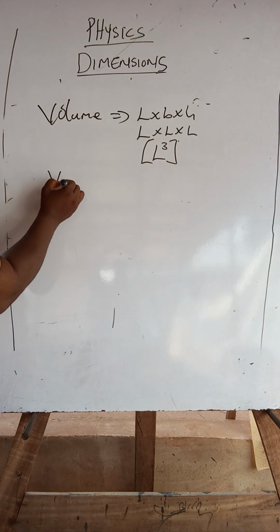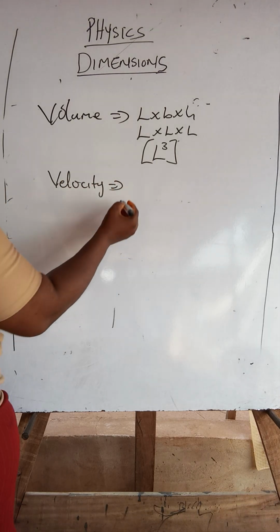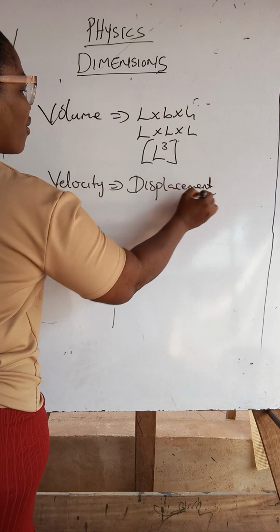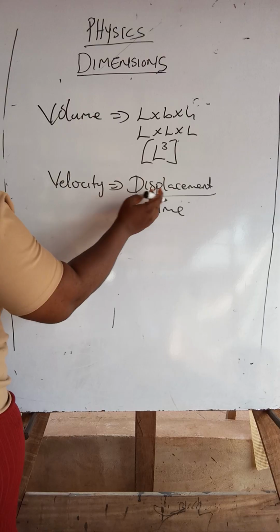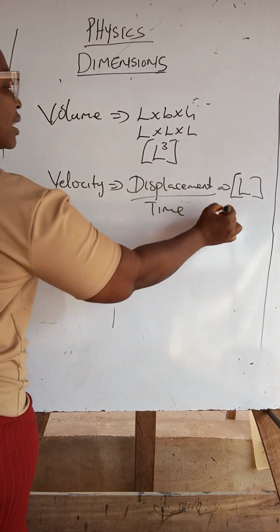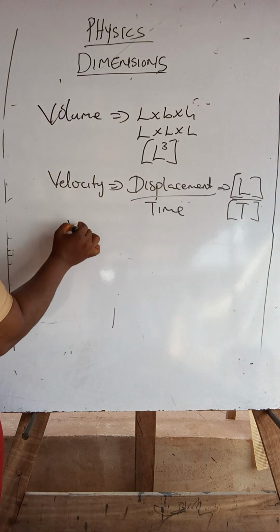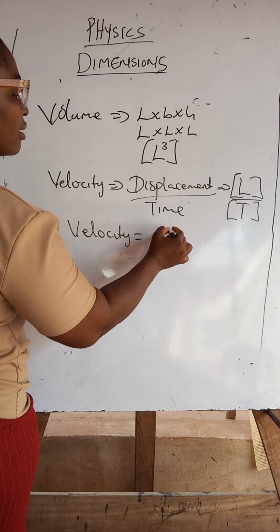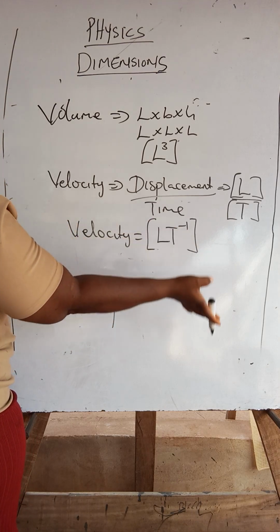Then velocity, which is given as the rate of change of displacement, that is displacement over time. Now, what is the dimension for displacement? Just like length, it is L. And what is the dimension for time? It is T. Now, when we bring them together, we'll see that velocity has a dimension of L T raised to power minus 1, or length per time.